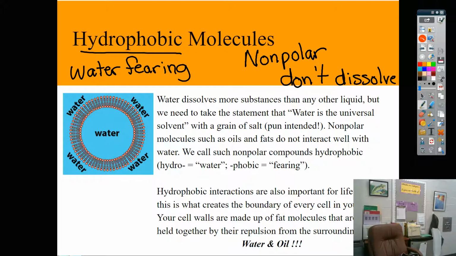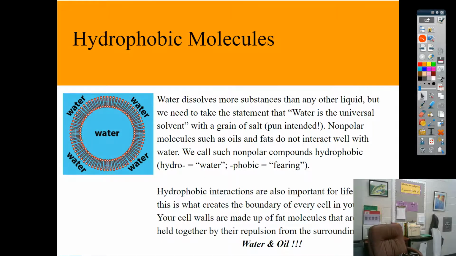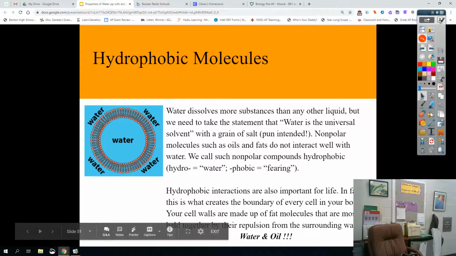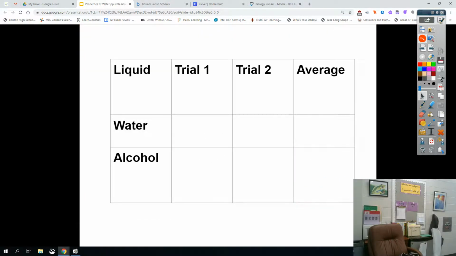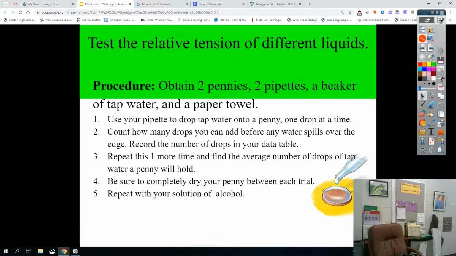Okay. So we're going to go back to the slide that talks about the pennies. Here's what you're going to do. You're going to get 2 pennies, 2 pipettes. You have a beaker of water. You have a thing of alcohol. Put your pennies on a paper towel because it makes it a lot less messy. One penny, you're going to put as many drops of water as you can before it spills over.